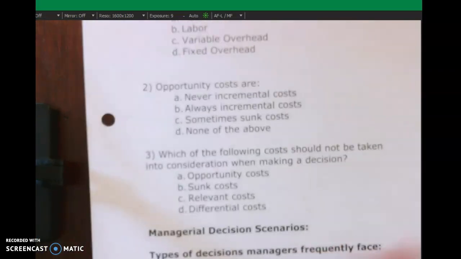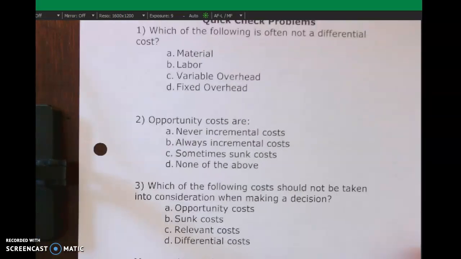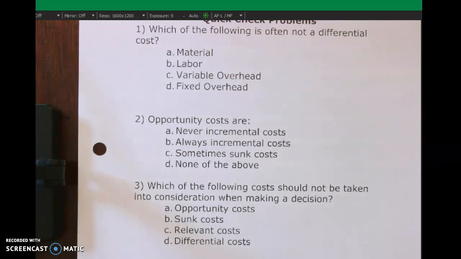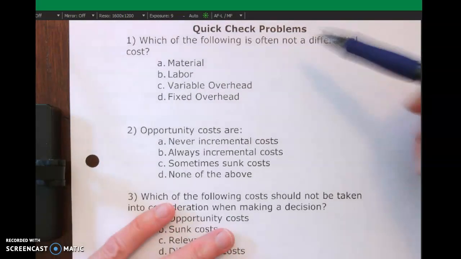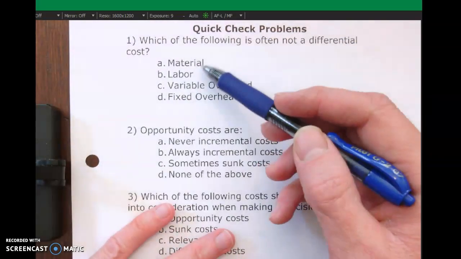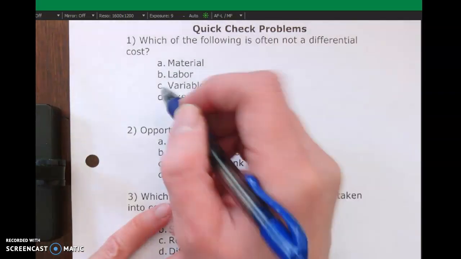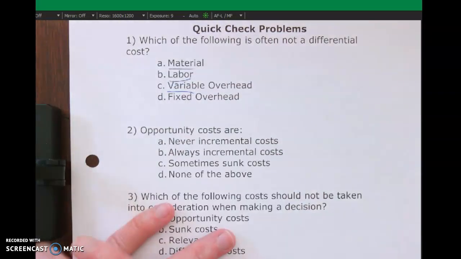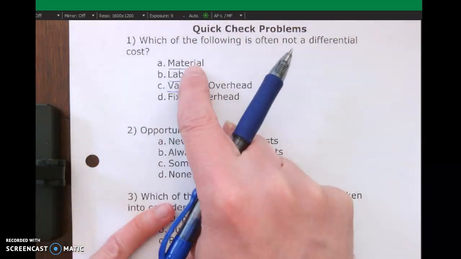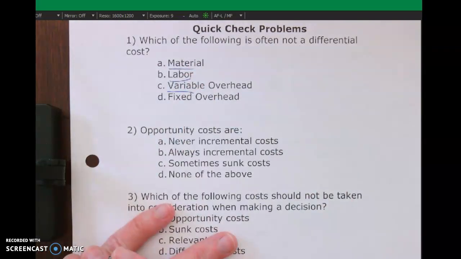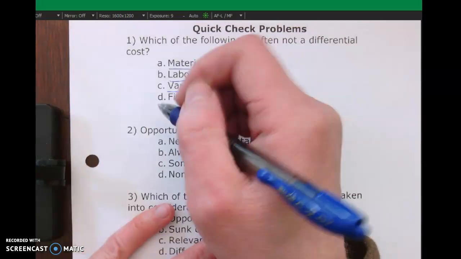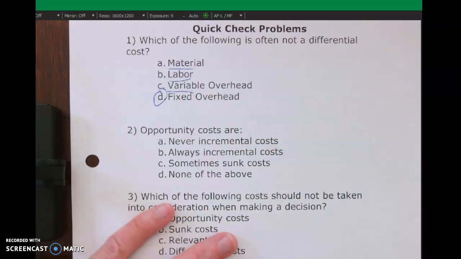So if we look at the next page, we do have a few quick check problems right over here. Which of the following is not a differential cost? Well, this goes back to some earlier chapters. Materials is variable, and that will be differential. Labor is the same. Variable is differential. So if we make more products, we have more materials, labor, and variable overhead. Those would be differential costs. Fixed overhead, we are not treating as differential.